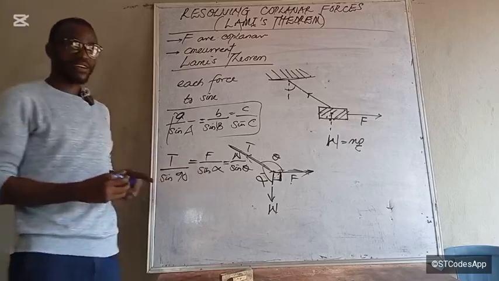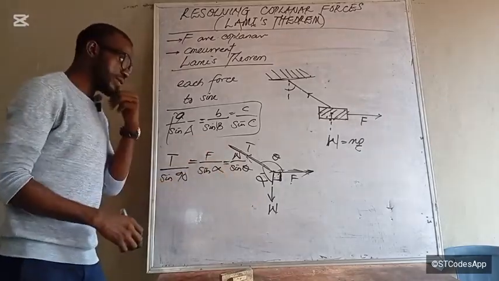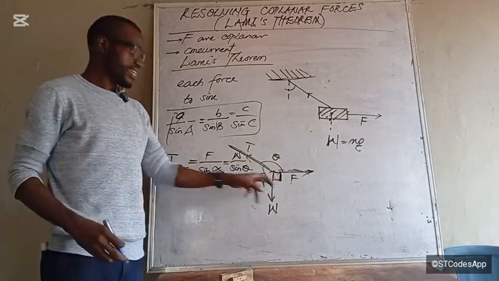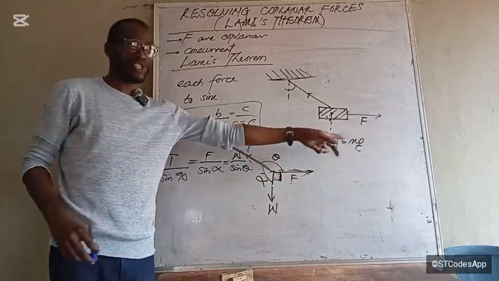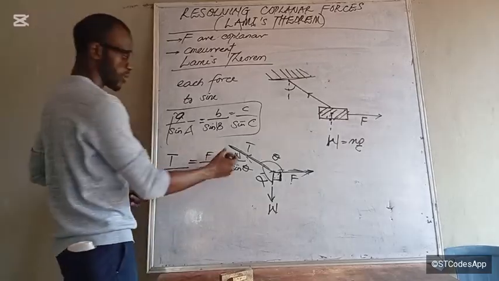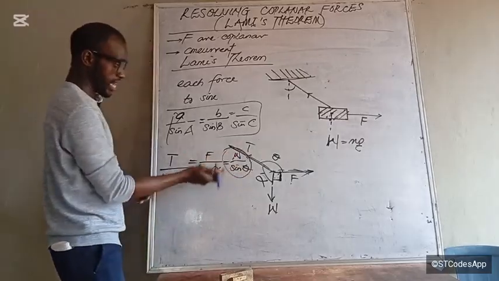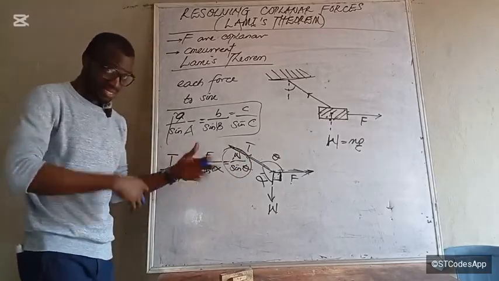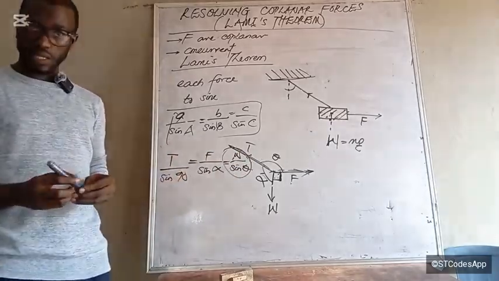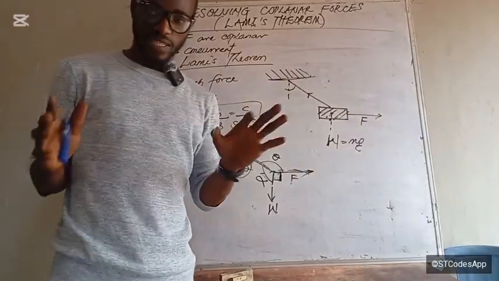Do you understand now? So for anyone you are given, for example, they might give you mass. If they give you the mass of the body, just multiply it by g. You have gotten the weight. So weight over sine theta is equal to T over sine 90, and you are good to go. Is it clear? It's very simple.